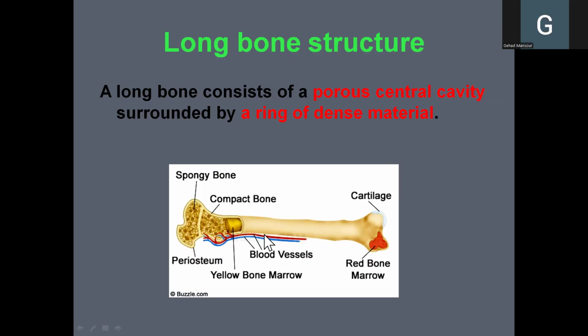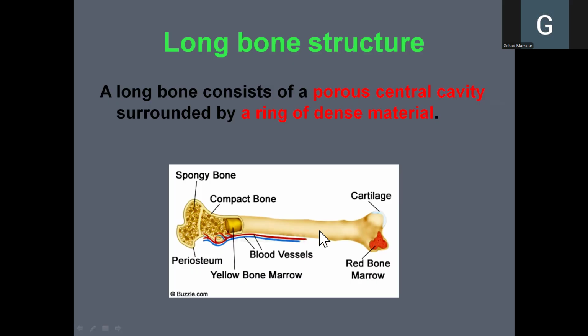As you can see here, we have a long bone, and at the two ends of the long bone we have what we call the epiphyses. This swollen part is called the epiphyses, and we will see this on another diagram, whereas the part in between, or the shaft of the bone, is called the diaphysis.